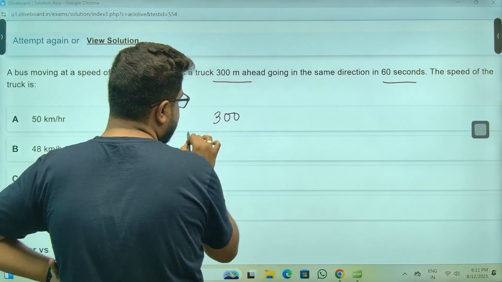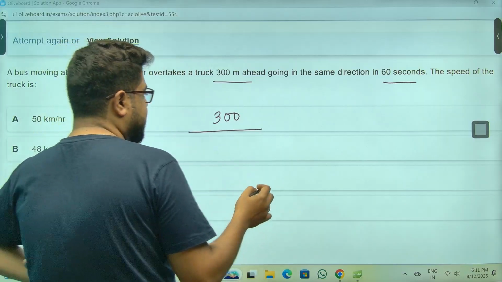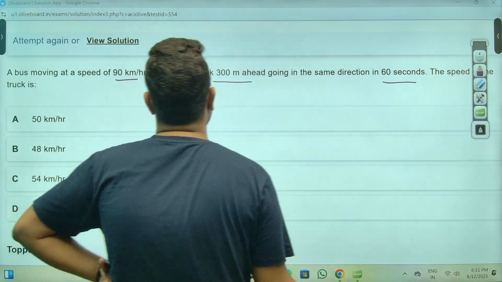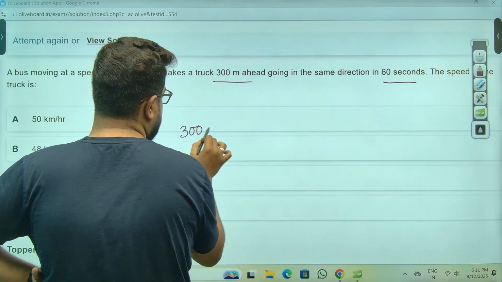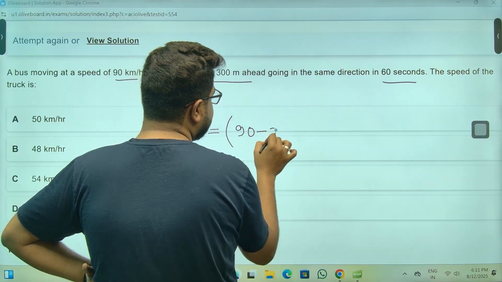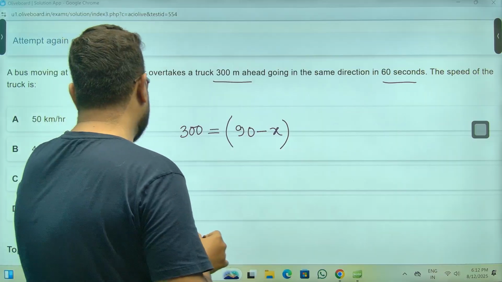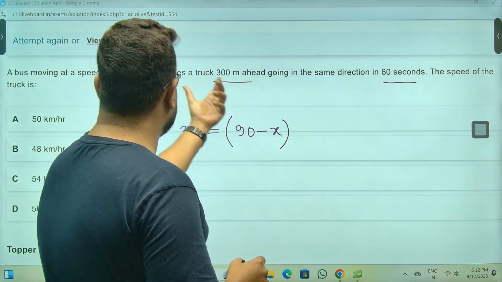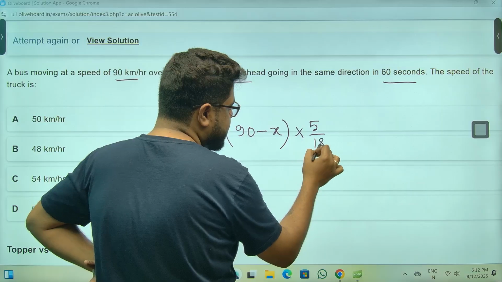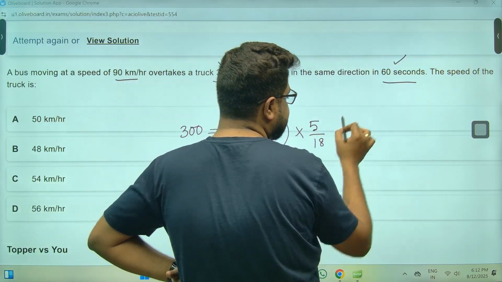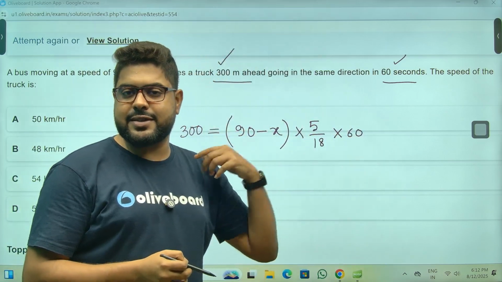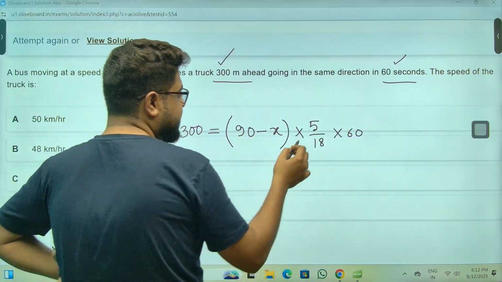300 meters by 6. Achha, sir, ek kaam karte hain. Sir, 300 distance is equal to speed. Speed is relative speed, sir. 90 minus speed of the truck, I don't know, I'm taking x, right? So the bus is overtaking, so the speed of the bus will be higher. But sir, into 5 by 18 also I must do, because everything is in meters and this time is in seconds. Why? Because speed into time gives you distance. We all know.